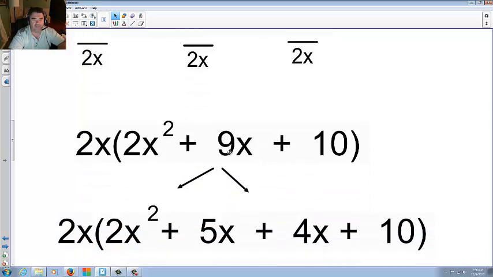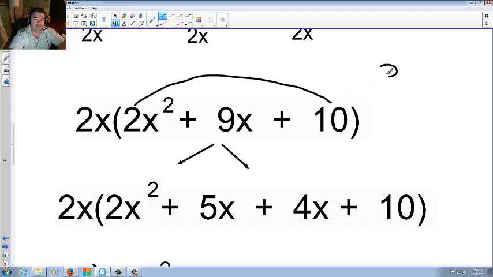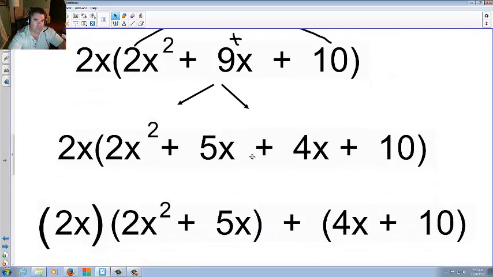This right here, I'm going to use a method where I split the 9x up into a 5x and a 4x. Now remember, how do you do that? If you don't remember, you take 2 times the 10 and that gives you 20. And you have to ask yourself what two numbers will add to make 9 but times to make 20, and you'll get 5 and 4. So I just split them up into 5 and 4. Remember, it makes no difference which order I put them in. It could be 5x plus 4x or 4x plus 5x. Doesn't make a difference. So I'll split them this way here and go ahead and make my new pattern.